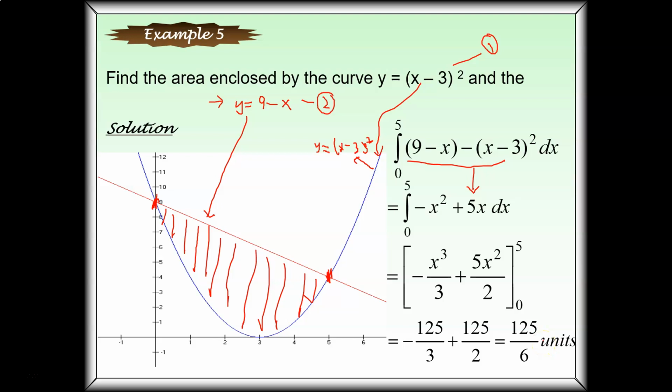Okay, for area, the answer will always be positive, no negative, okay? You will always find it out. It will be a positive value. 125 over 6, or you can write it down in decimal form, unit square over here. Okay, that's for this one.